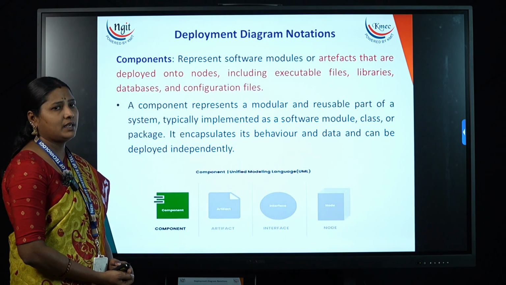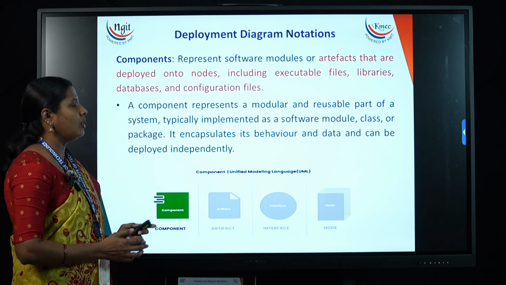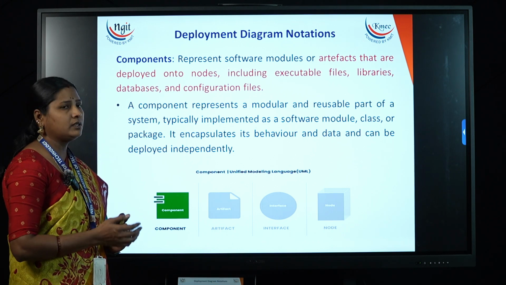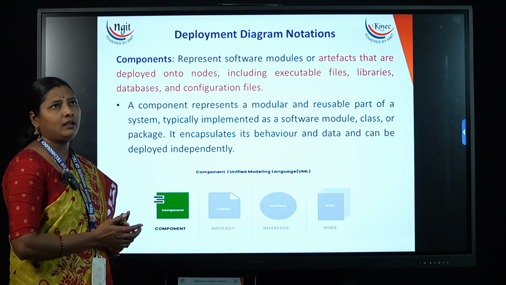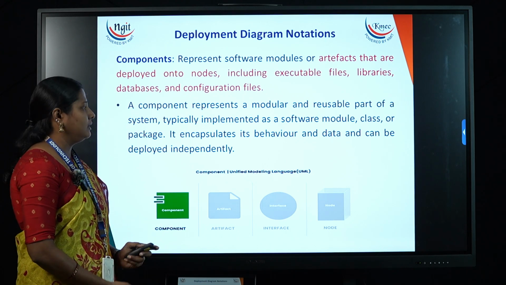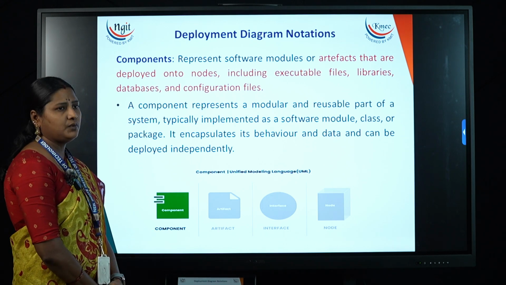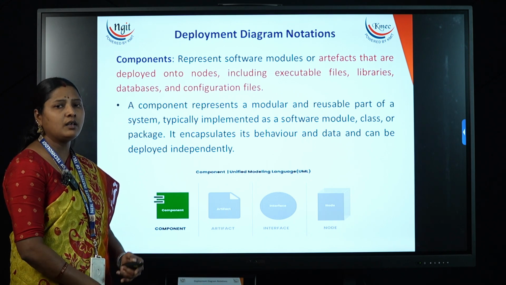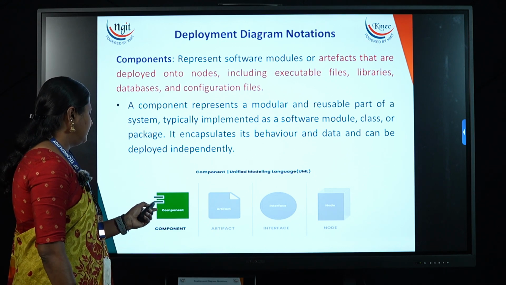Coming to the notations, the first notation is a component, which represents the software module or artifacts of the deployment onto the nodes, including the executable files, libraries or the databases, and all the related executable files can be defined with the help of the component element. This component represents a modular and reusable part of the system. As we know, all the library files and executable files are reusable, so they can be defined with the help of the component symbol.